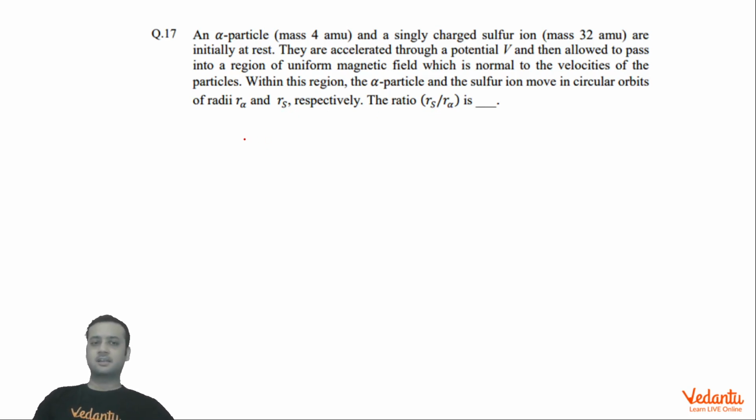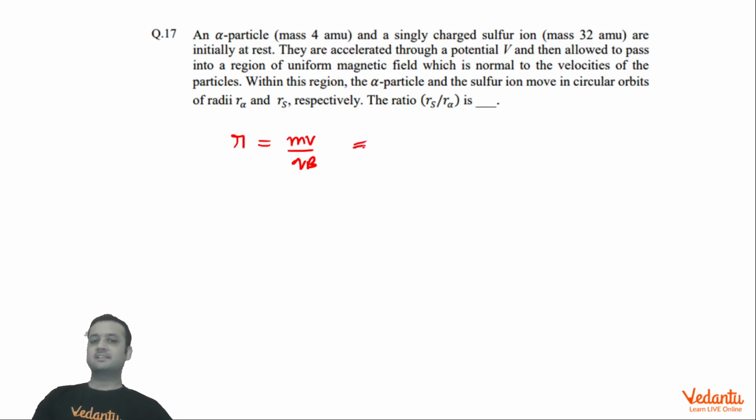So very easy question. So we can say that R is nothing but m into v upon Q into B, right? Where m is the mass of the particle, v is the speed of the circular motion, Q is the charge on the particle, and B is the magnetic field. So this is the radius of the circular motion. Whenever the velocity of a charged particle is perpendicular to the uniform magnetic field, the particle performs a circular motion. Now if you find the value of R sulfur, the mass of the sulfur can be taken as 32 m. Okay, one more thing before we go ahead with this.